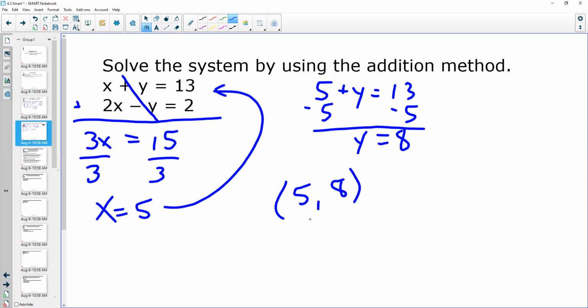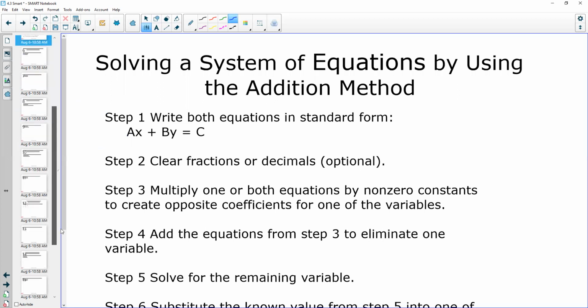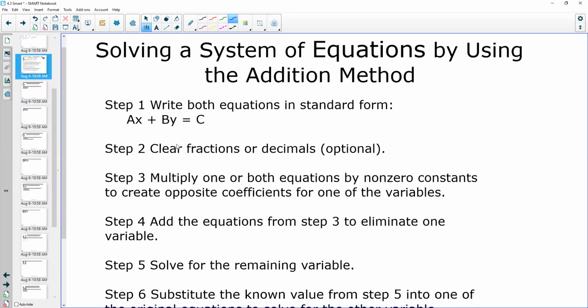All right, so here's the thing. It's not always this simple, right? Of course it's not, because that would just be too nice. Here's how it works. Put both equations in standard form. If they're not both in the same order first, you're not going to be able to decide what you are going to get rid of. So we have to have them organized the same way to start.